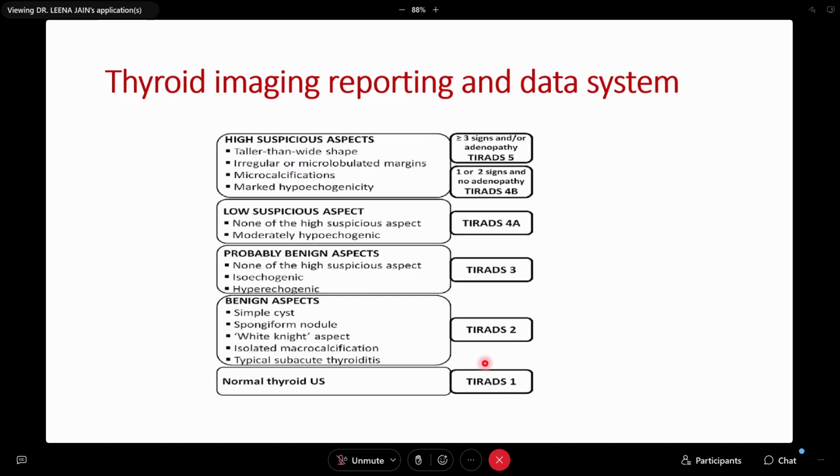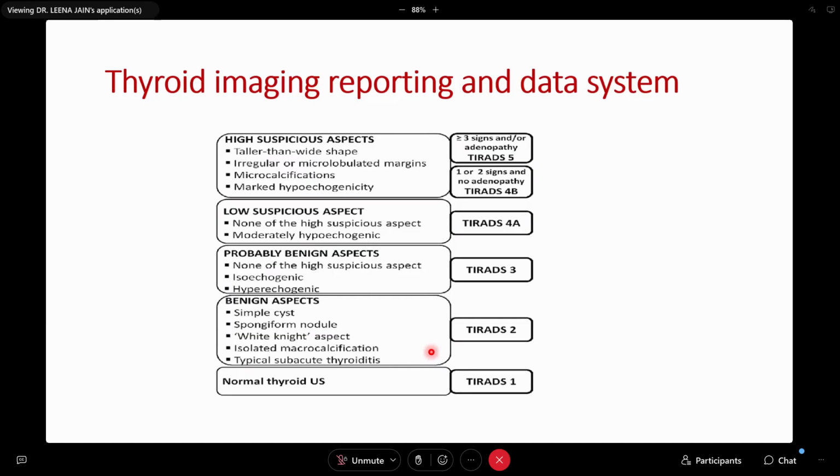Then there is TI-RADS 2, which covers benign aspects. What are the benign aspects? When there is a simple cyst, a spongiform nodule, a white knight aspect, isolated macrocalcifications, or subacute thyroiditis. For all these entities you can give points. If a simple cyst is present, you can give 1 point. If a simple cyst is not there, you can give 0. If a spongiform nodule is present, you can give another 1 point.